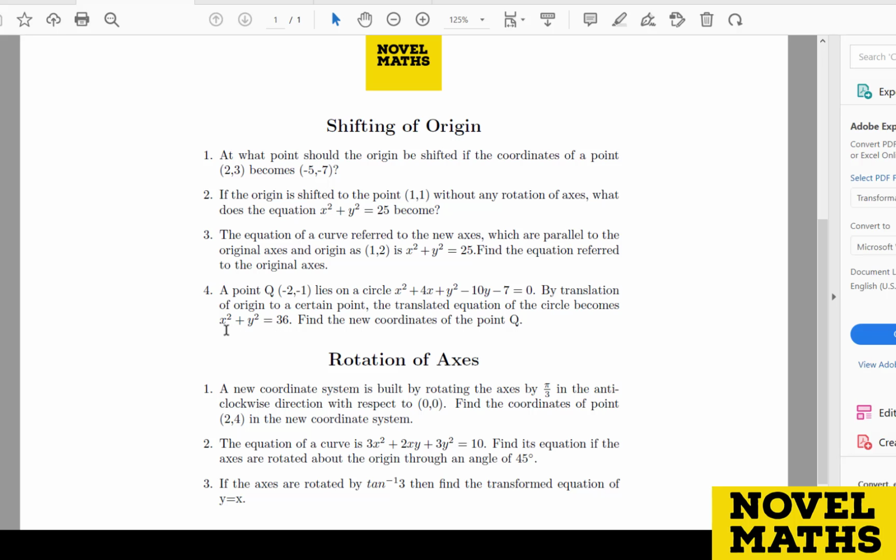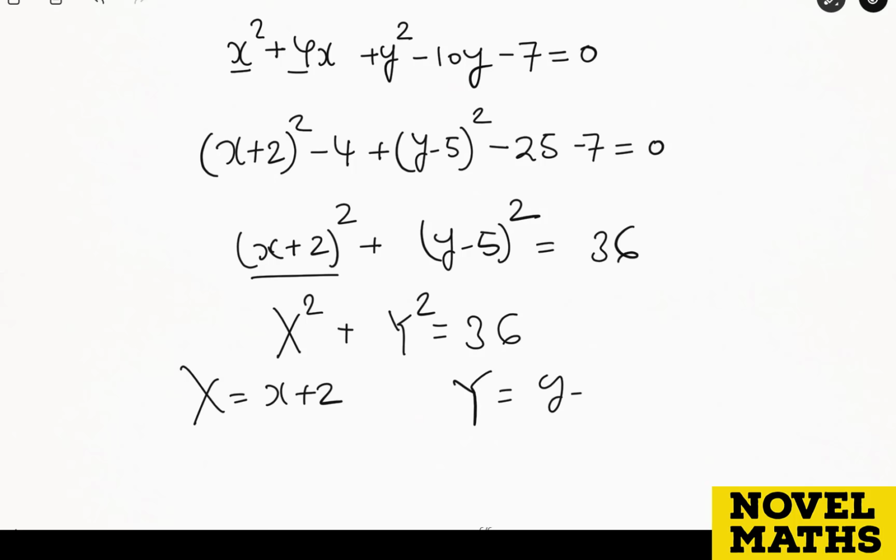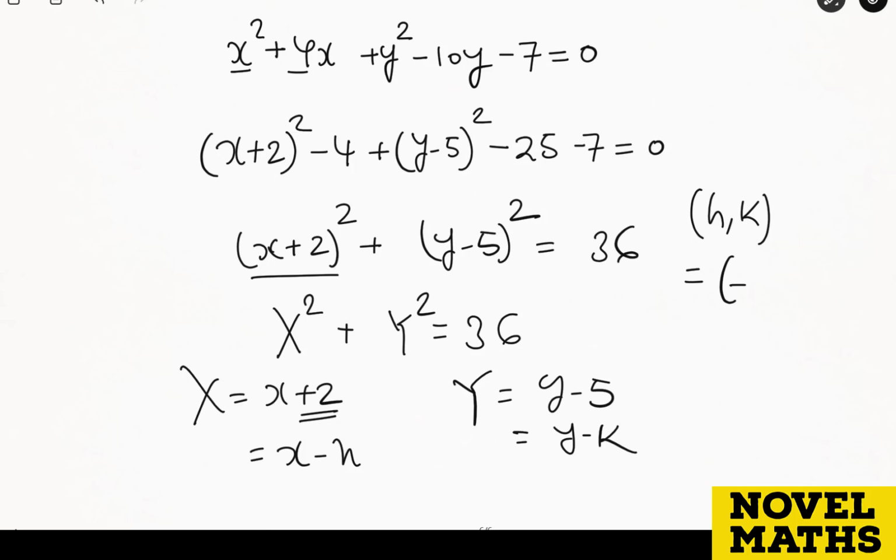And if you compare with this transformed equation, capital X square plus capital Y square is 36, and the reference is those translated axes, right? So we have to compare with this. X square plus y square is 36, and what do you see here? Capital X is x plus 2 and capital Y is y minus 5. And if you remember, this is by how much we shift it, right? This is x minus h, this is y minus k, so h and k become, this is negative, so this will be -2 and 5. So this is the point where we are shifting, right?